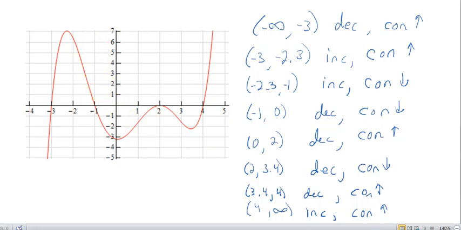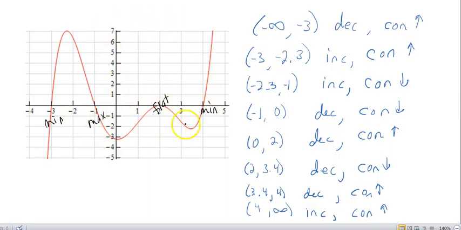Okay, so now I'm going to go through and talk about, again, just looking at this, calling out maxes and mins and things like that. So again, because negative 3 changes from negative to positive, we have a min. Negative 1 changes from positive to negative, so you have a max. 2 is a flat place because it hits 0, but it doesn't change sign. 4 changes from negative to positive, so that is a min.